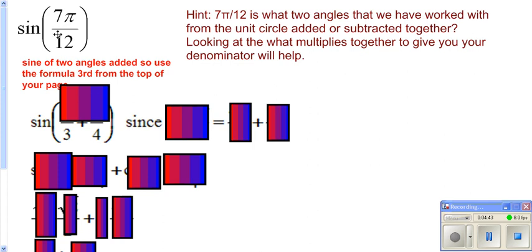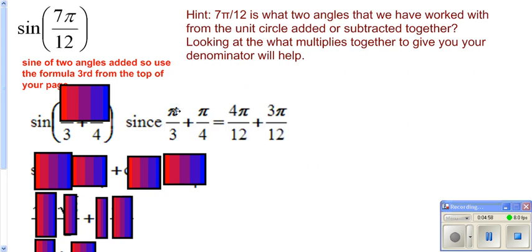Because 12 is the least common denominator between a 3 and a 4. Now, we're trying to add two numbers together on the top to get our 7. But you've got to think, okay, I have a 12 on the bottom. Well, that ends up being pi over 3 plus pi over 4. Because remember, pi over 3 is really 4 pi over 12, and pi over 4 is 3 pi over 12. If we add the tops together, that gives us the 7 pi over 12 that we were looking for.